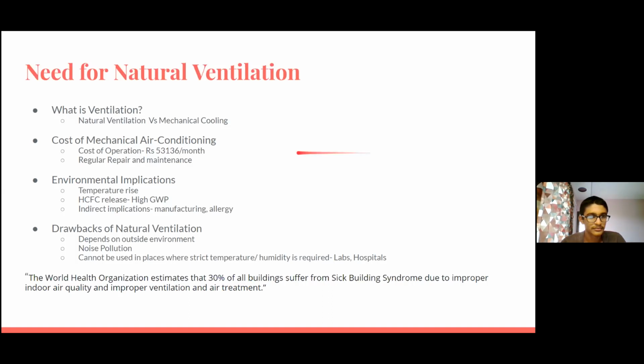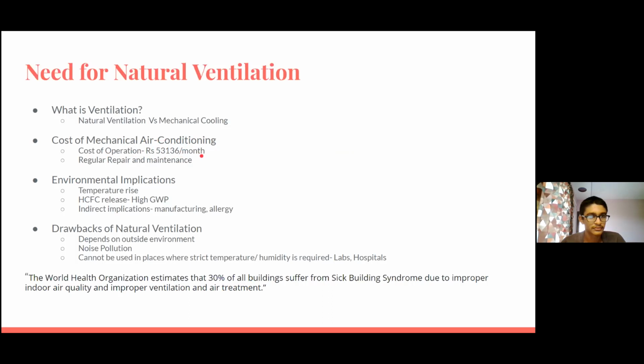So as you can see over here, the cost of operation is very high. So this number that you see here, 53,136 per month, it's basically how much the electricity bill would be for an office building that probably requires 20 air conditioners. So a simple calculation would give us this value, right? So this is a very high amount, and which company wouldn't think of cutting down such high costs, right? So just to give an estimate, this is how high the cost of operation is, especially in the commercial space.